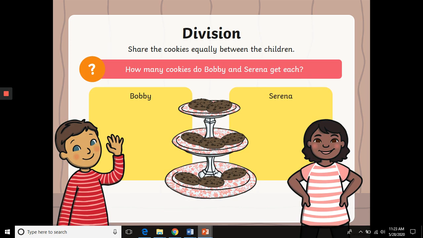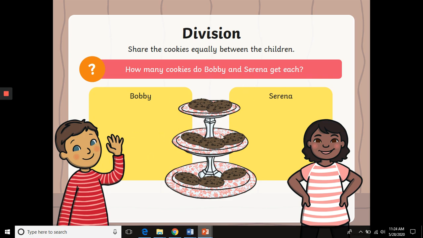So here is our first problem. Let's read it together. Share the cookies equally between the children. How many cookies do Bobby and Serena get each? Here is Bobby and here is Serena. There are a few cookies over here and they have to be shared equally. The word share tells me that they have to share it, okay? And it has to be equally shared. So let's get started.